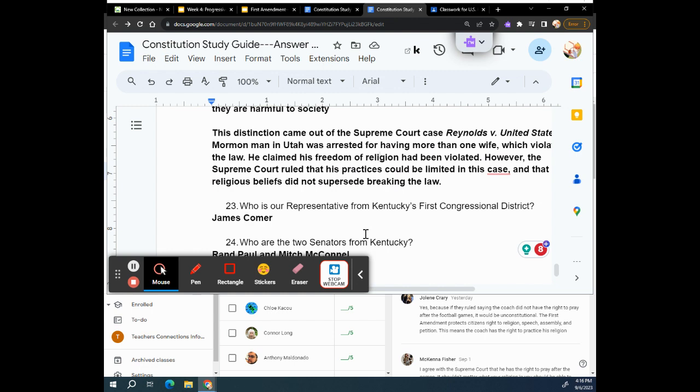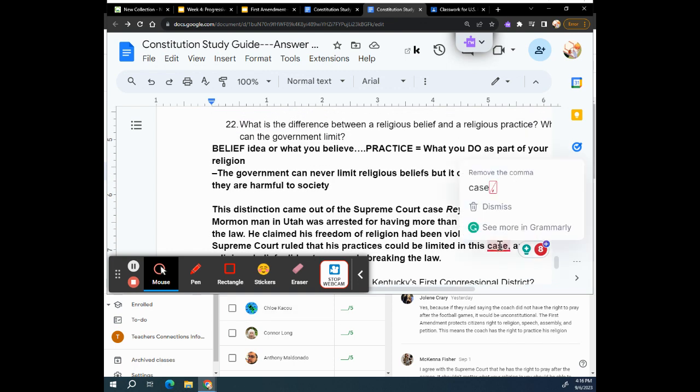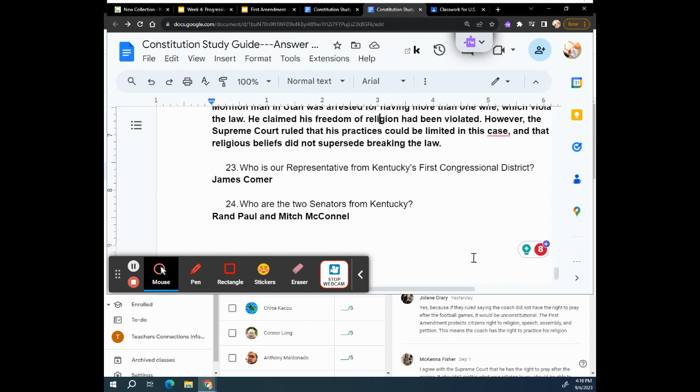Remember the Mormon dude? He married more than one wife, and broke the law. And he said, because at the time the Mormon Church allowed that, that it was part of his faith, but the Supreme Court ruled against him because he broke the law. And they said that they have the right to limit that if it is harmful to society.